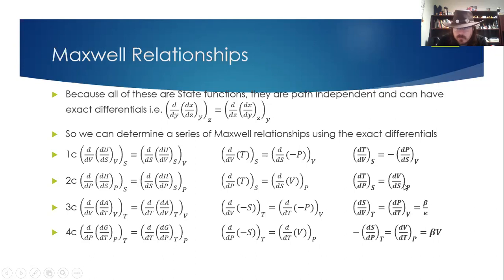So we have these Maxwell relationships. That means we can look at a difficult concept and exchange it for something easier. Especially here in 3C and 4C, we look at how entropy changes with volume at a constant temperature, and that is related to how pressure changes with temperature at a constant volume.